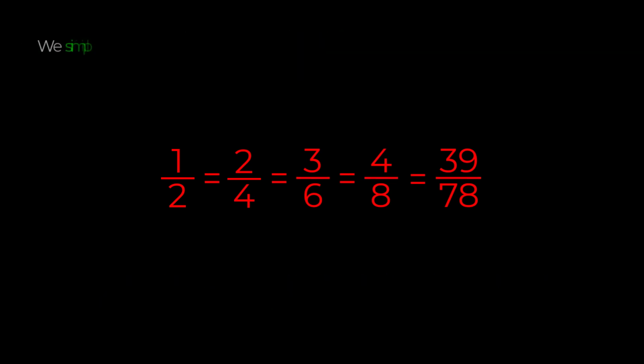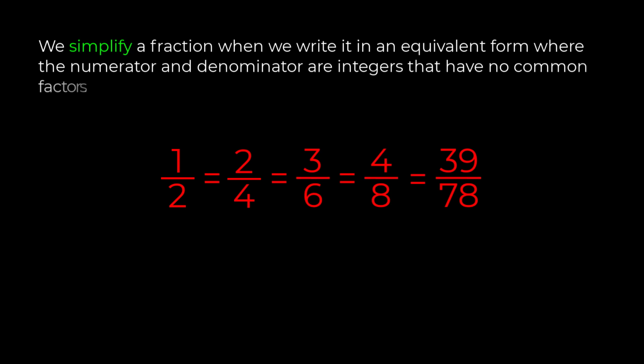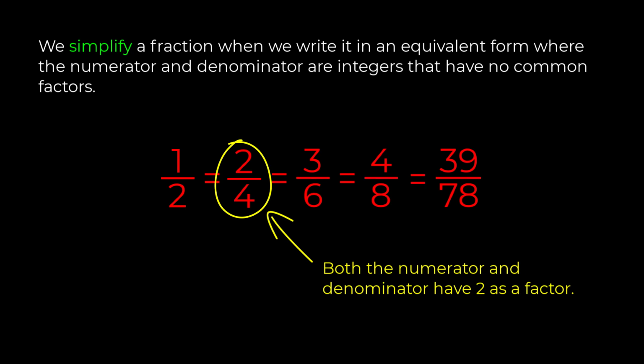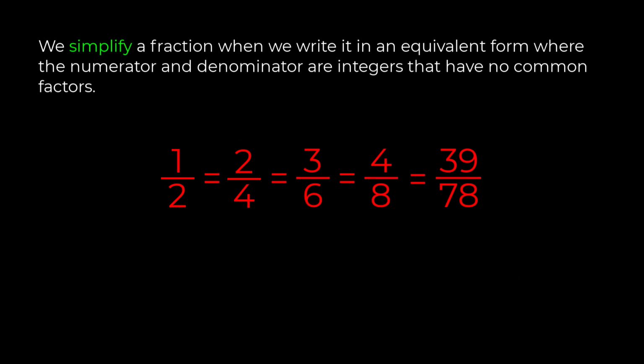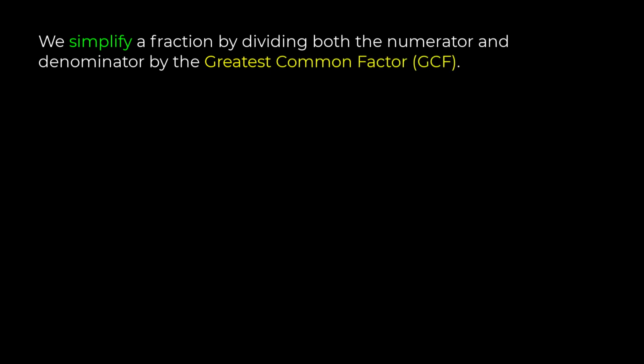We simplify a fraction when we write it in an equivalent form where the numerator and denominator are integers that have no common factors. The fraction 2 over 4 is not simplified, since both the numerator and denominator have 2 as a common factor. In fact, the fractions 2 over 4, 3 over 6, 4 over 8, and 39 over 78 all simplify to 1/2. For any fraction we choose, we simplify it by dividing both the numerator and denominator by the greatest common factor.